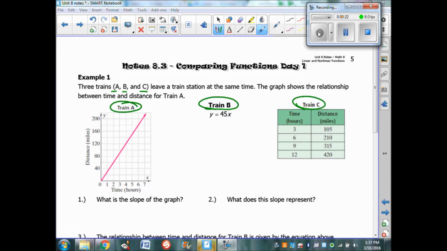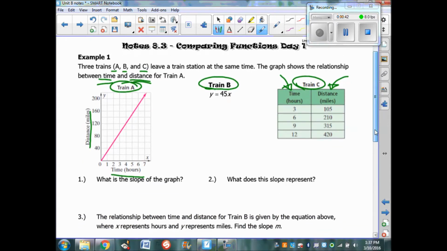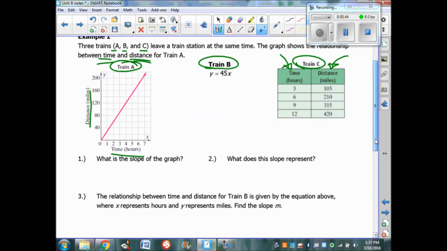The graph shows the relationship between the time and distance for train A. Okay, so we've got time on the x-axis, distance in miles on the y-axis. Same thing here, time in hours, distance in miles. So I'm sure train B is going to be the same thing. We're talking about miles per hour. So it says, what is the slope of graph A?